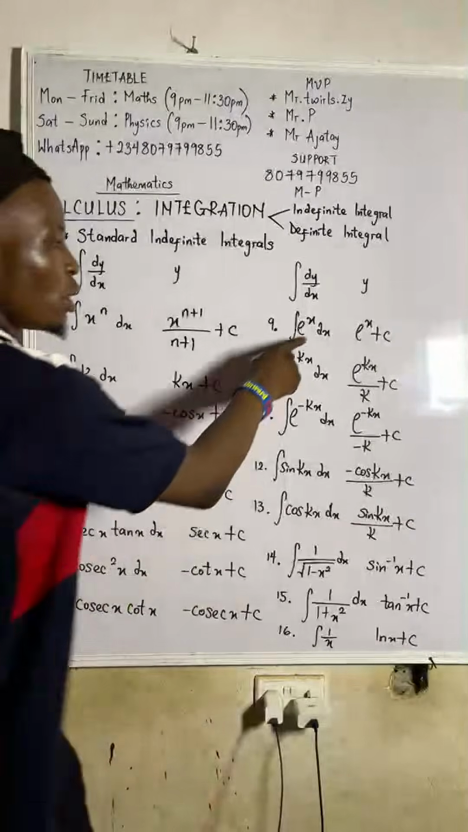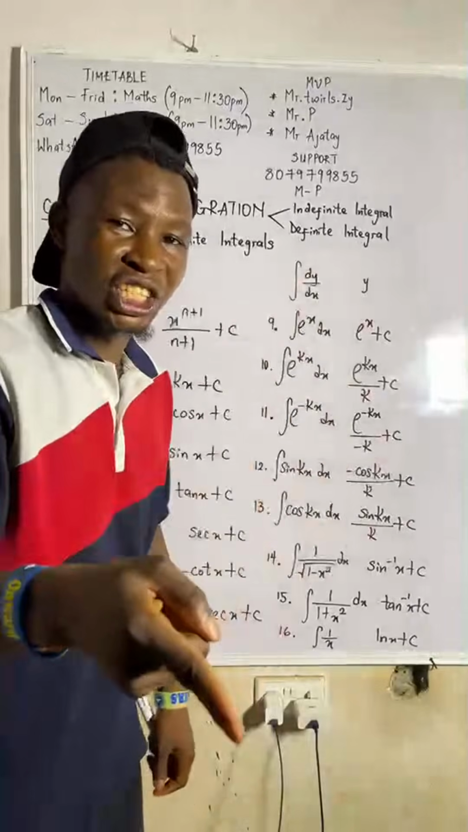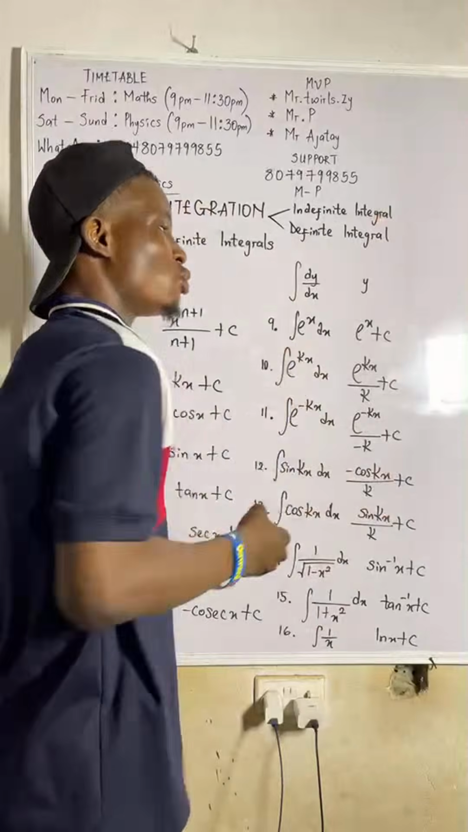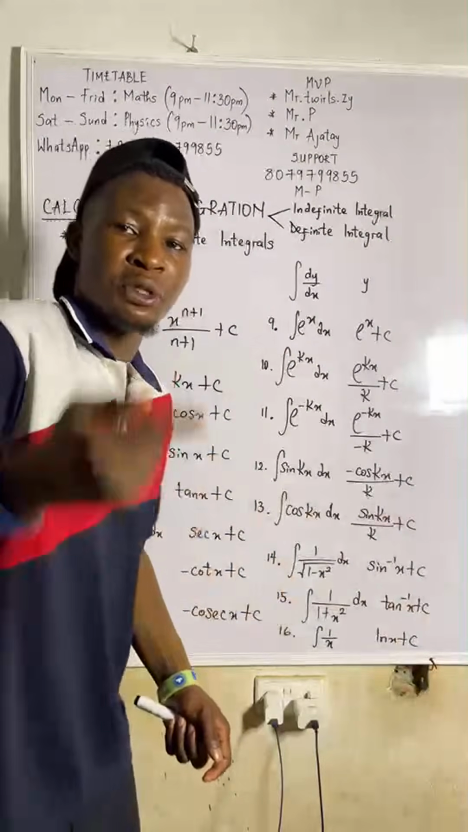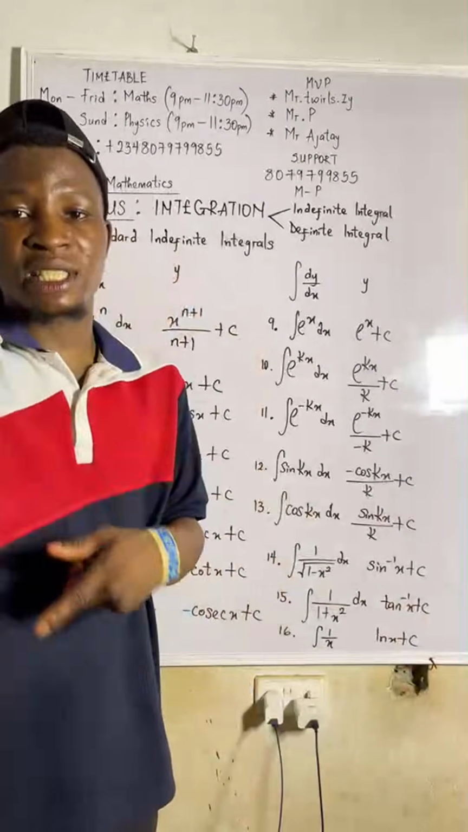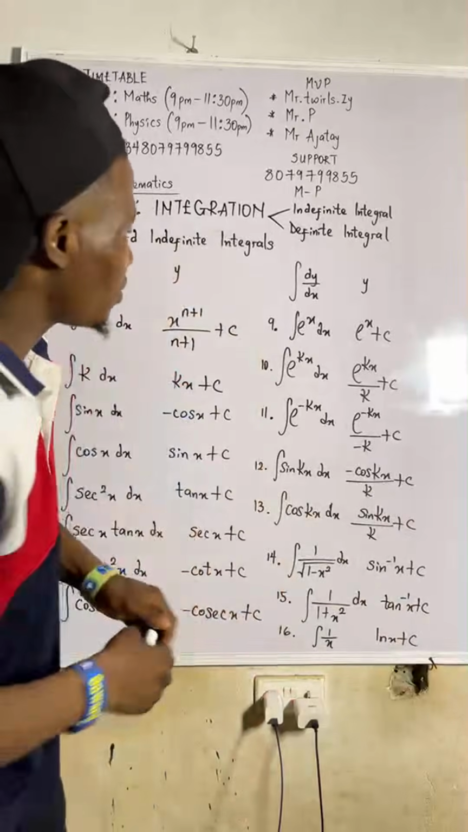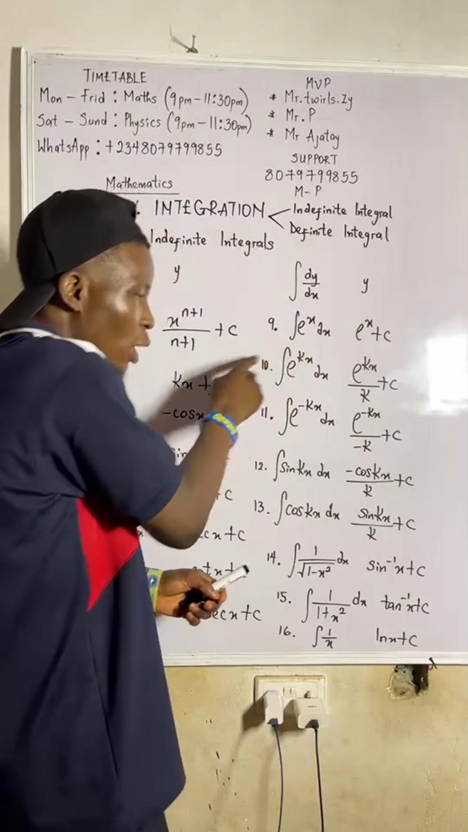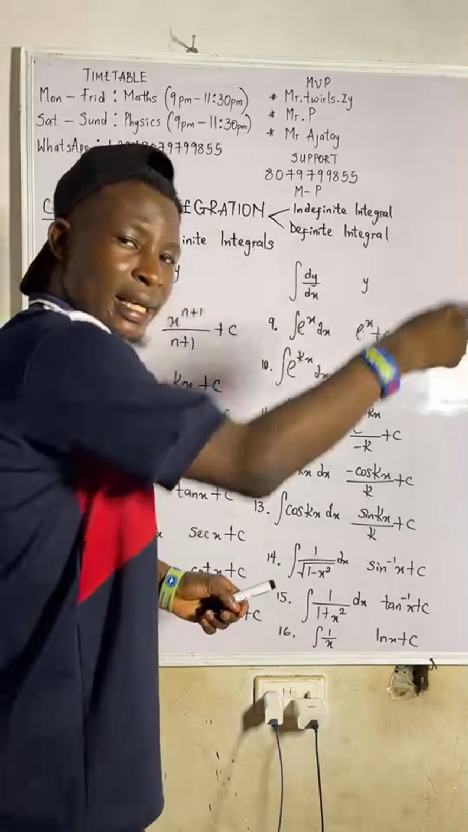But when it comes to exponential x, if you integrate exponential x, you still get the same exponential x. If you differentiate exponential x, you still have the same exponential x. But if you now integrate exponential kx, for differentiation we said the k comes outside, then raised to the power kx again.